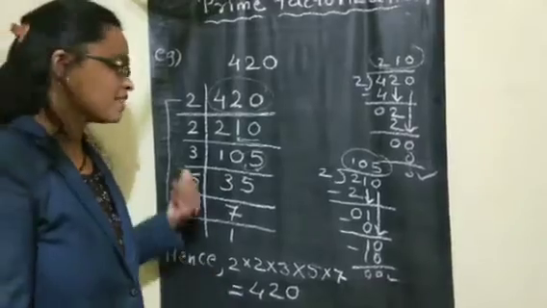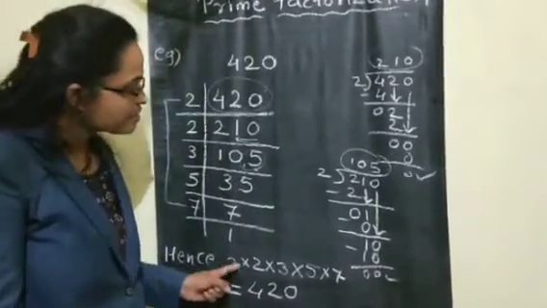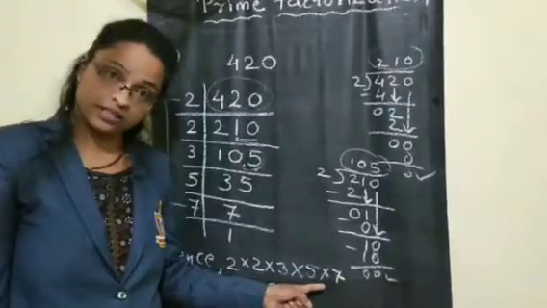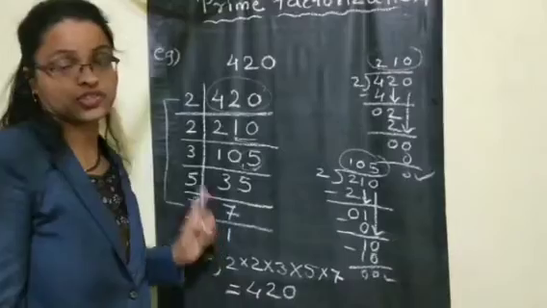Because we are dividing with the prime numbers. This is called factorization, meaning we are writing the number in the form of a product. That's why it is called prime factorization.